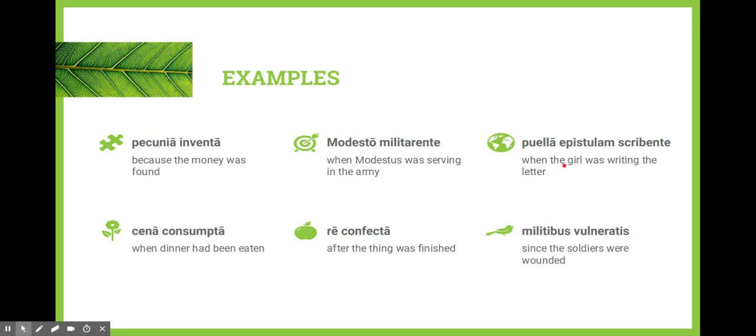Modesto militante, while Modestus was serving in the army. Puella epistulam scribente, when the girl was writing the letter. Cena consumpta, when dinner had been eaten. Re confecta, after the thing was finished. And militibus vulneratis, since the soldiers were wounded.